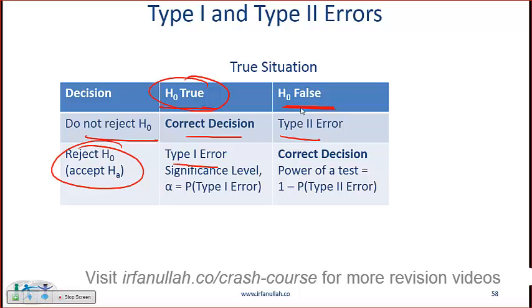So in reality, the null hypothesis is false. You should be rejecting it, but you do not. That is a type 2 error. And the final point to remember from this slide is that the definition of the power of a test is that the power of a test is 1 minus the probability of a type 2 error.